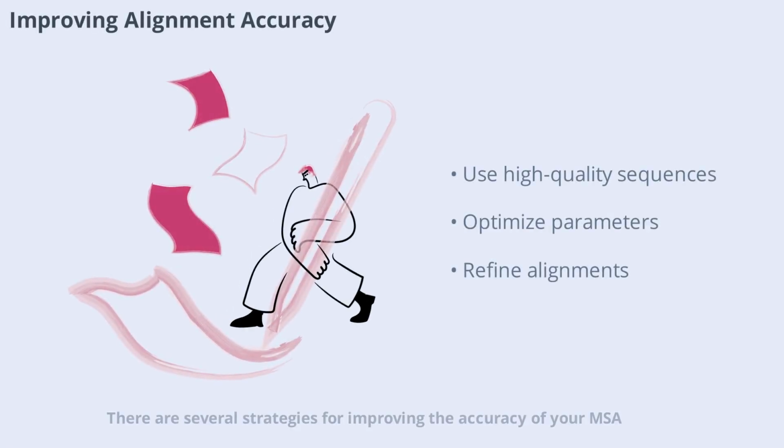There are several strategies for improving the accuracy of your MSA. Using high-quality, homologous sequences, optimizing parameters, and choosing the right algorithm are all important. Iterative refinement and manual inspection can also help correct errors. Regularly updating your methods and staying informed about new tools ensures that your alignments remain accurate and reliable.